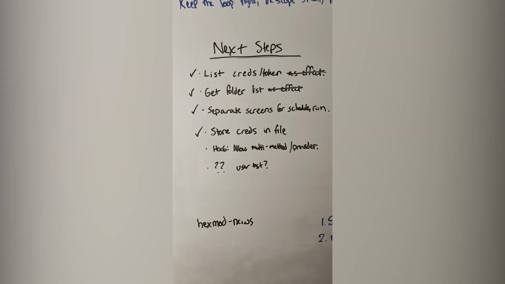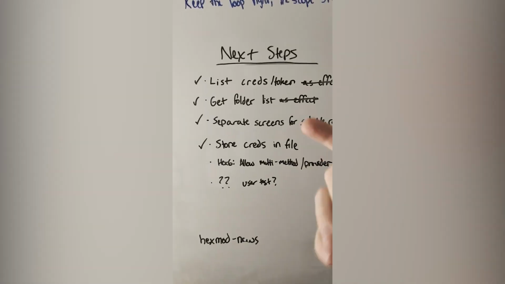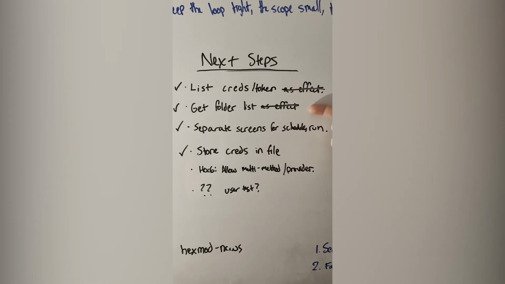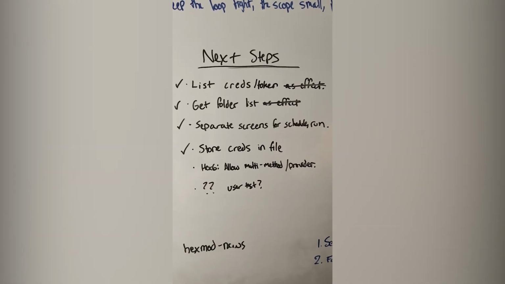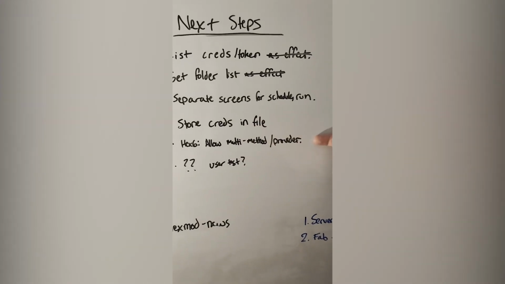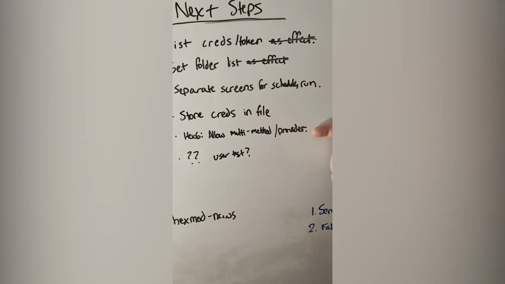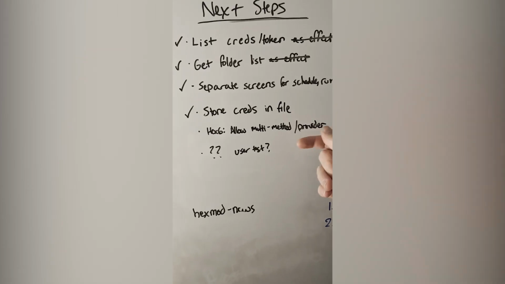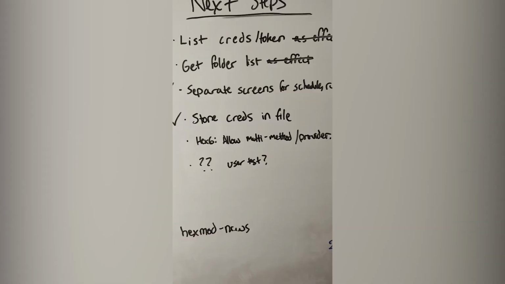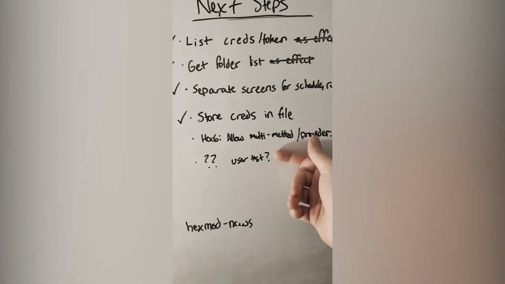All right, we're back here again with lots of good check boxes. We listed the credentials. I crossed out as effect. Who cares? We got the folder list. That's a big win. We have separate screens now, which is great. We stored the credentials in a file. It'd be nice to have multiple methods in a single provider file, but we'll get there. That's really not blocking anything, so maybe I'll skip that for now. I think the big thing is going to be testing this with someone who's not me, so maybe that's tomorrow's thing.